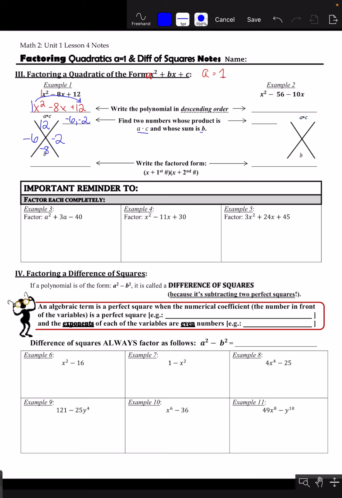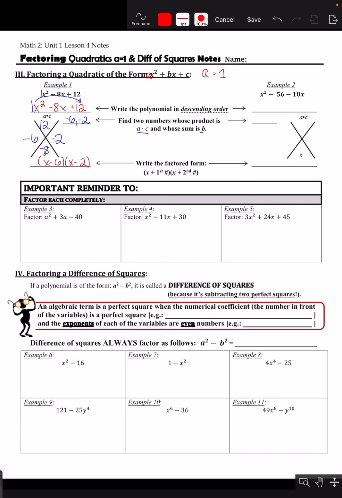And so when we write it in factored form, all we have to do is use those numbers and write it with our factors. So x minus 6 and x minus 2. What we're going to do next time is factor those trinomials by grouping. We can do it with these, but it's a little bit longer of a process, so we're just going to skip straight to the x minus 6, x minus 2.